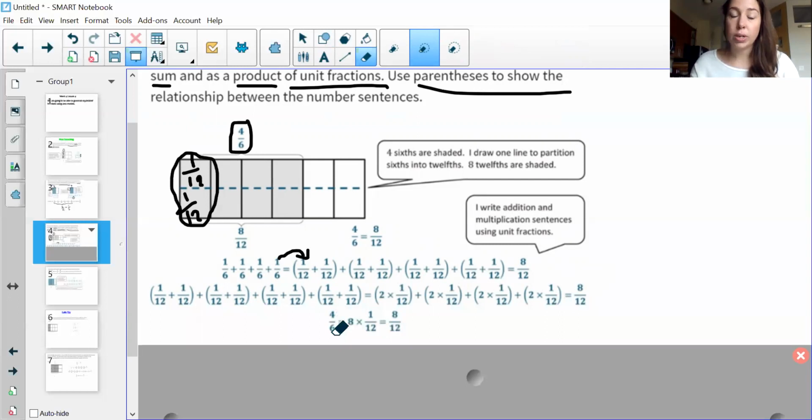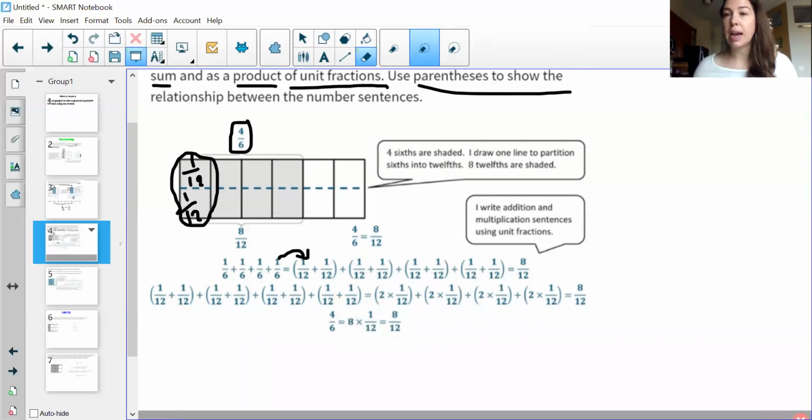So 4/6 is the same as 8 groups of 1/12, which is 8/12. And that's it. So when you break it down and go through it one sentence at a time, all it is describing is the area model. But if you're still confused, you can always call me or log into Teams today.